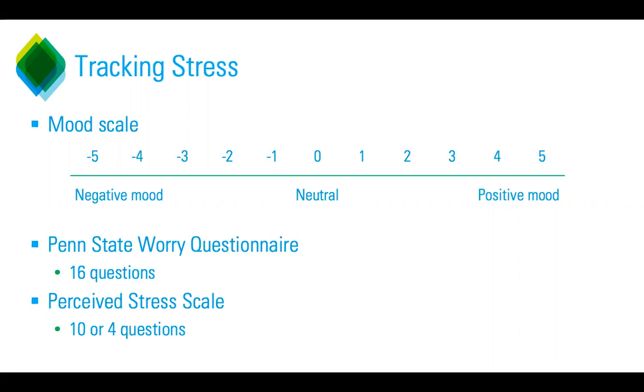So it does take a bit of maths to add up your scores, but again, you can see what your worry scale is like. The bottom one there is the perceived stress scale. Again, you can find this online, and it comes in a 10 or 4 question pose. And again, if you just want to do it quickly, use the 4 question.